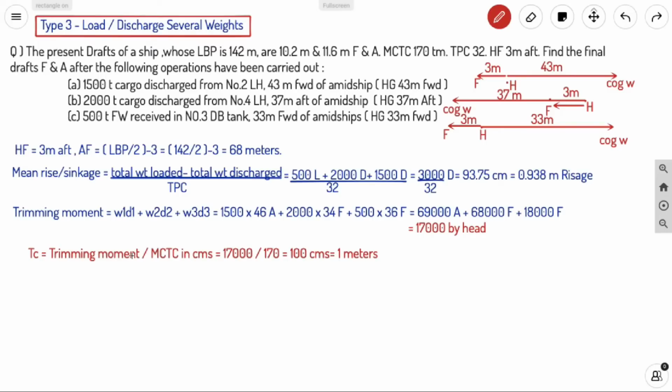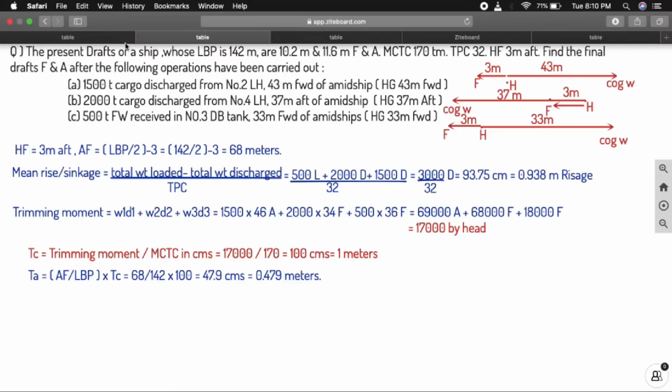We know TC is trimming moment divided by MCTC. The trimming moment we found is 17,000, divided by MCTC 170 in the question, and the answer is 100 centimeters, that's 1 meter. The equation we know: TA is equal to AF by LBP into TC. AF is 68, which we found, divided by 142, times TC of 100. That's 47.9 centimeters, that is 0.479 meters. So we write that.